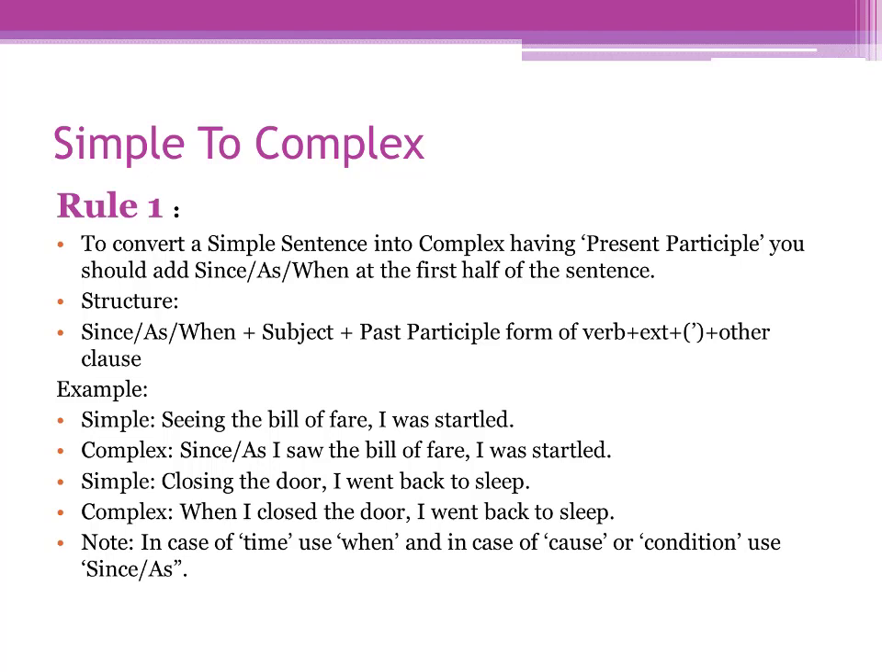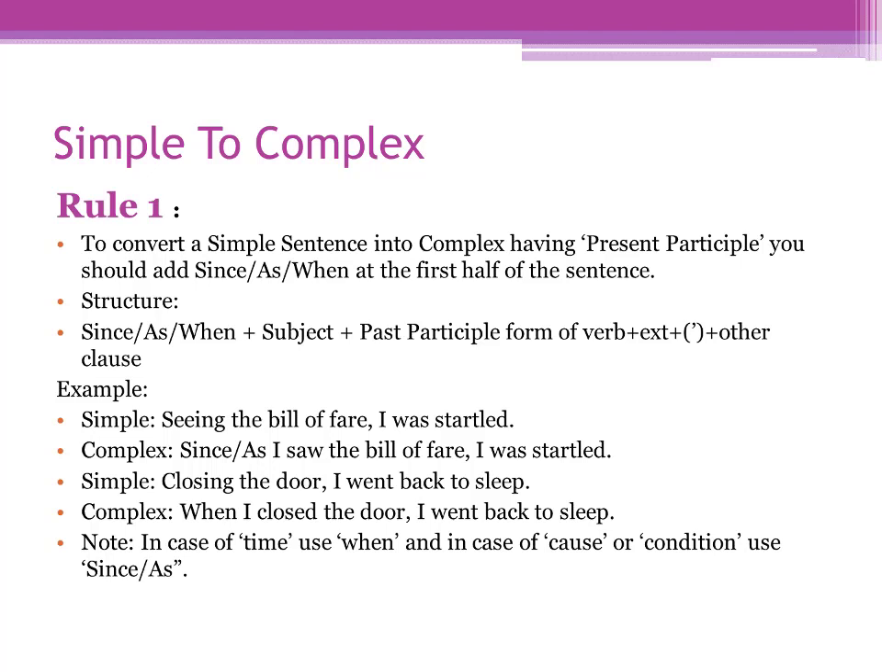The structure is like since or as or when plus subject plus past participle form of verb plus extension, and the most important thing in this structure is the comma and the other clause. Example, seeing the bill of fare, I was startled. Complex, since or as I saw the bill of fare, I was startled.